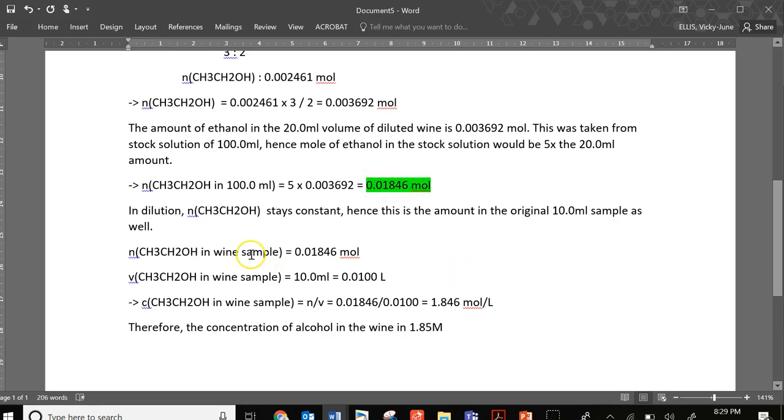Now we can work out the concentration of ethanol in the original wine, because we had this number of mole in the original 10 centimeter cubed sample. So our concentration is equal to n over v, and we get 1.846 moles per decimeter cubed, which is the same as 1.85 molar. Hopefully you can follow that. If not, ask me the next time I see you, which will be tomorrow morning when we go through volumetric analysis, and we'll go through this again.